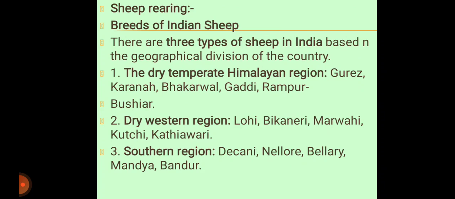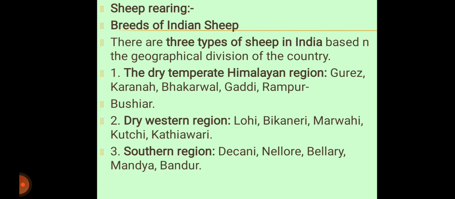Sheep rearing, another one of the efficient cropping or farming systems. Breeds of Indian sheep. There are three types of sheep in India based on geographical division of the country. First, the dry temperate Himalayan regions: Gurej, Karnah, Bhakarwal, Gaddi and Rampur Bushair.